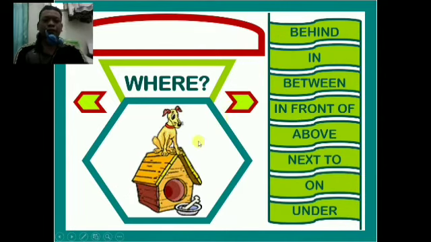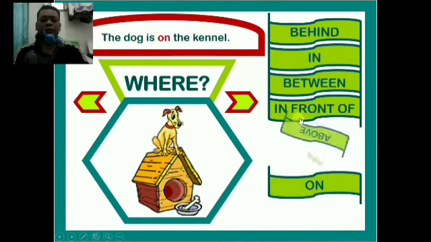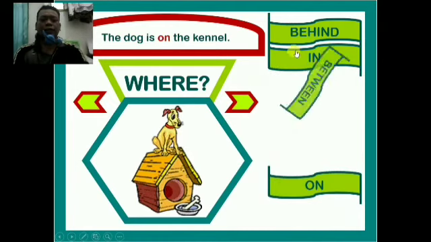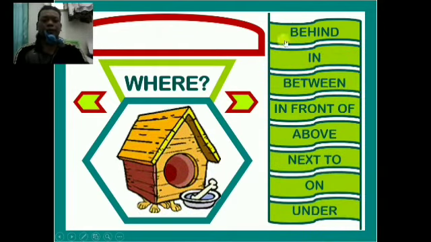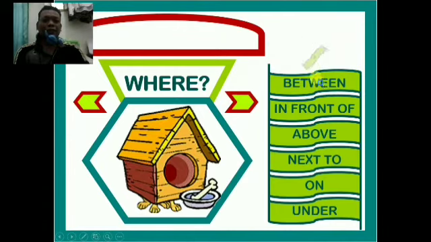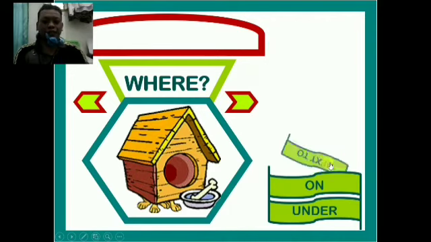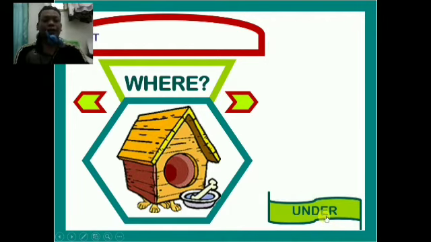And then what about this? Yes, the dog is on. Yeah, on, because the dog sticks on its kennel. So under, incorrect. Next to, above, let's omit them. Between, in, and behind. What about this? Behind, no. In, no. Between, di antara, bukan. In front of, di depan. Above, no. Next to, di sebelah, bukan. On, di atas, no. Under. Yes, the dog is under its kennel.